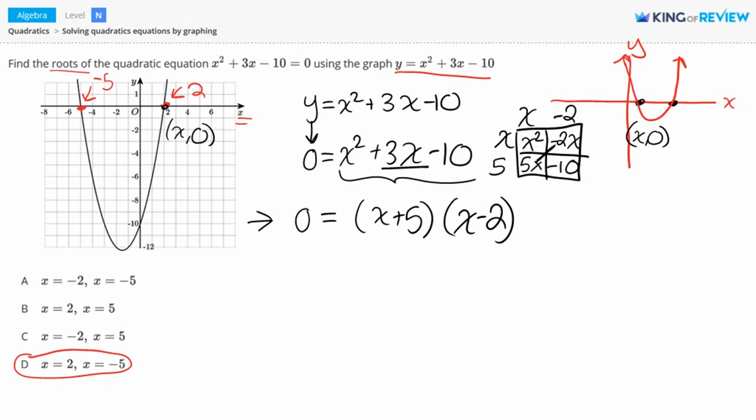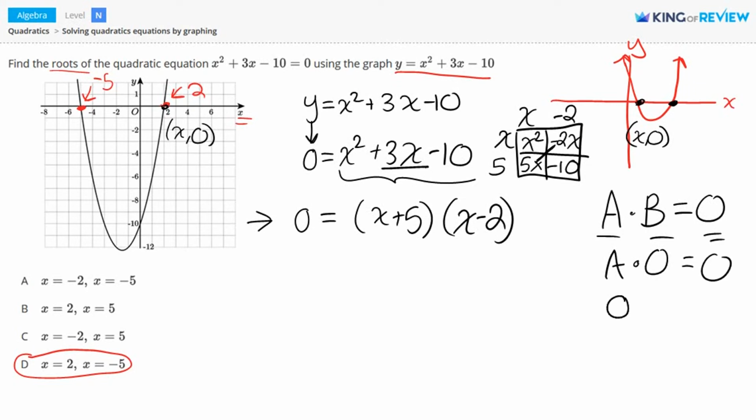Now, solving for x, we need to consider the zero product property. This property is if we multiply two numbers together, let's call them a and b, and get 0 for the answer, this means that either a or b must be 0 to get 0 for the answer. So you could have a times 0 equals 0, or 0 times b equals 0. Applying that to our problem, I can set either of these two terms equal to 0, and that would give me 0 for the answer here.